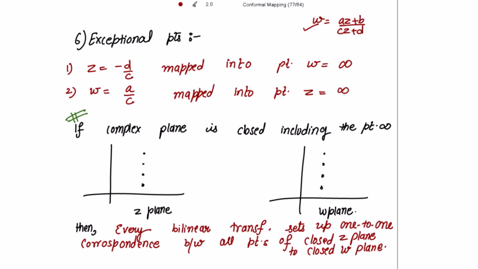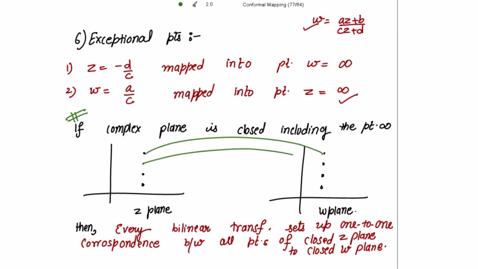So from here we can say that every bilinear transformation sets up a one-to-one correspondence between all points of the closed Z plane and the closed W plane. So if the complex Z plane and W plane are closed, including the point infinity, then every bilinear transformation sets up a one-to-one correspondence between all the points of the closed Z plane and the closed W plane, right?